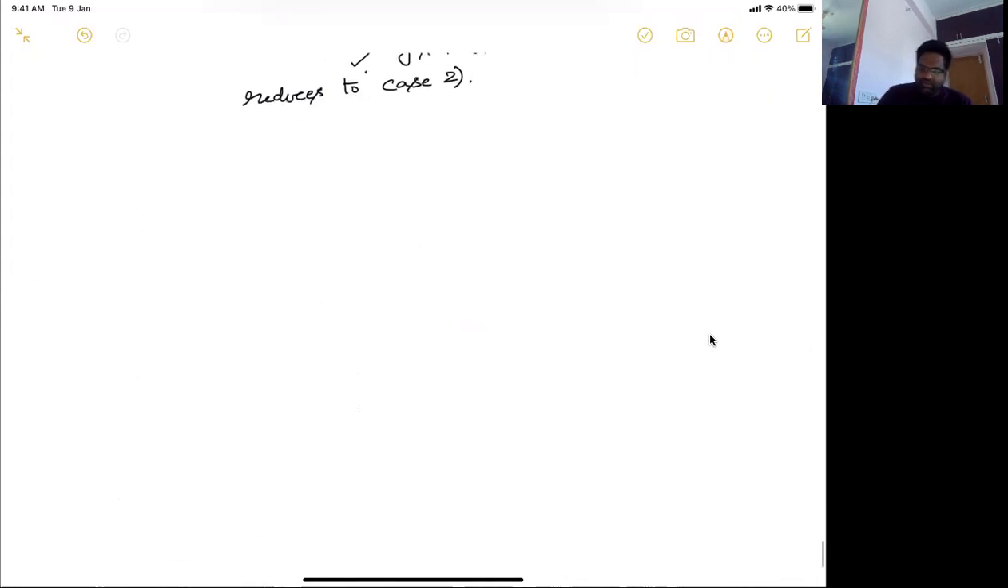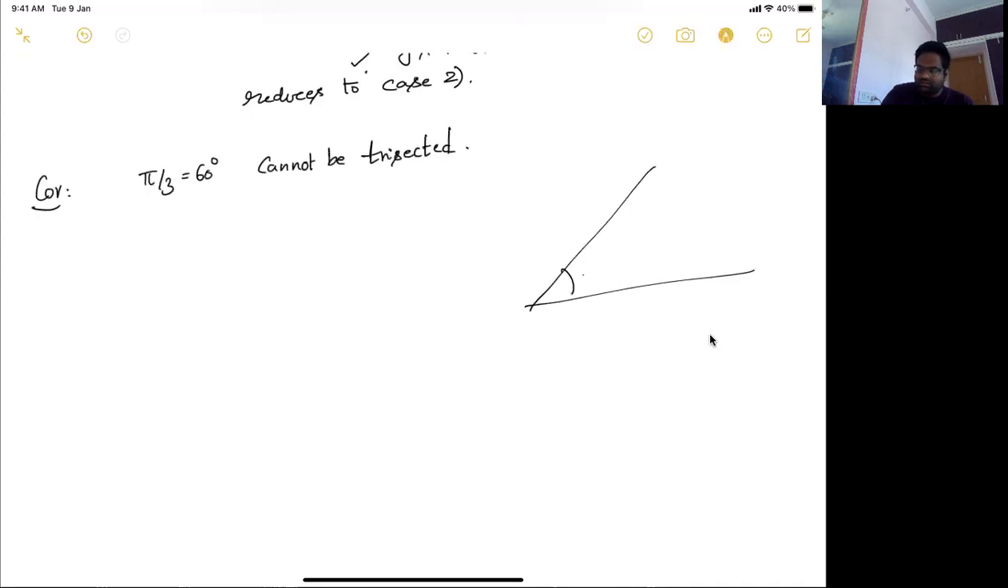So let us see how we can use this theorem to prove that the angle pi over 3, namely 60 degrees, cannot be trisected using ruler and compass alone. So we have a 60 degree angle. Using ruler and compass, you won't be able to form a 20-degree angle. Not possible. Of course, if you have a protractor, you can do that. That's not the point, but you have to use ruler and compass alone.